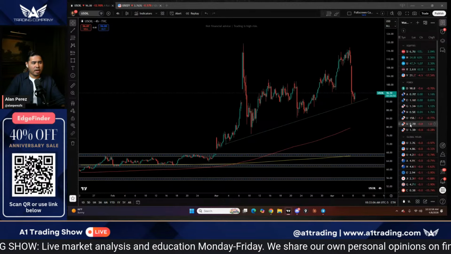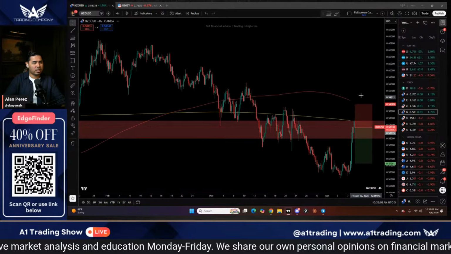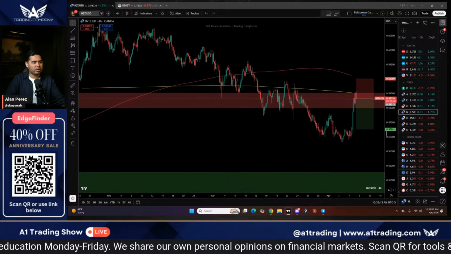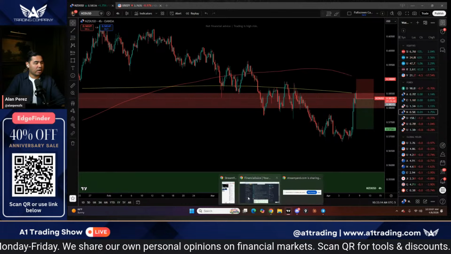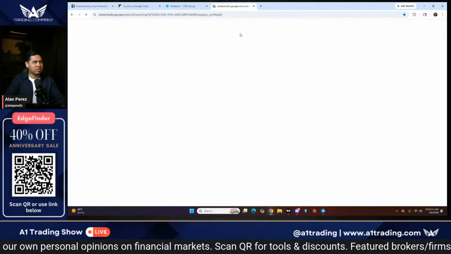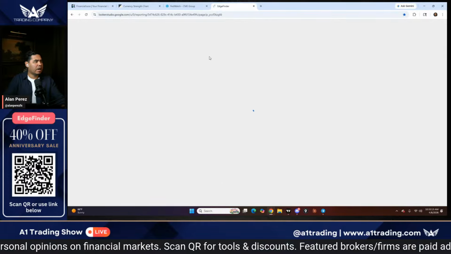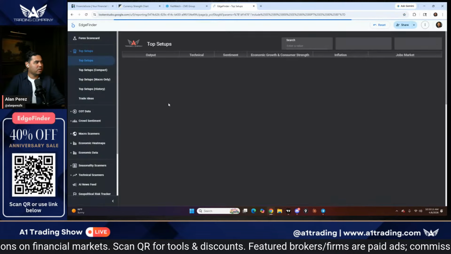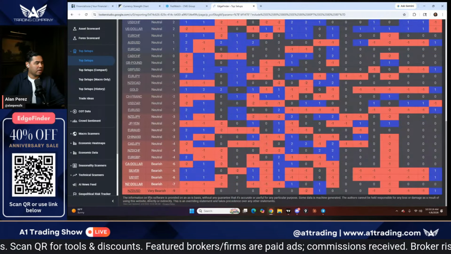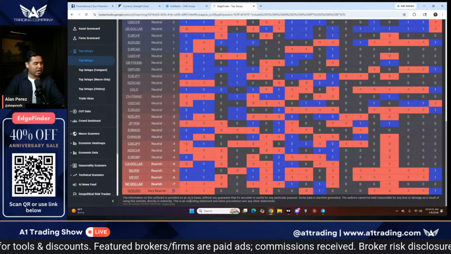The reason why I shorted Kiwi Dollar is because, one, the underlying fundamentals are still pointing to some more downside in Kiwi Dollar. If you go to the EdgeFinder here, which is what I use to make all of my trading decisions from a fundamental perspective, I can show you that the Kiwi Dollar is still bearish despite this recent flare up. If we go to the very bottom, it's getting a very bearish reading of -9.